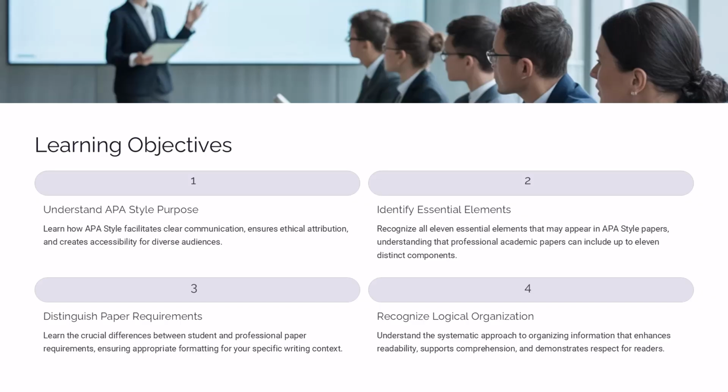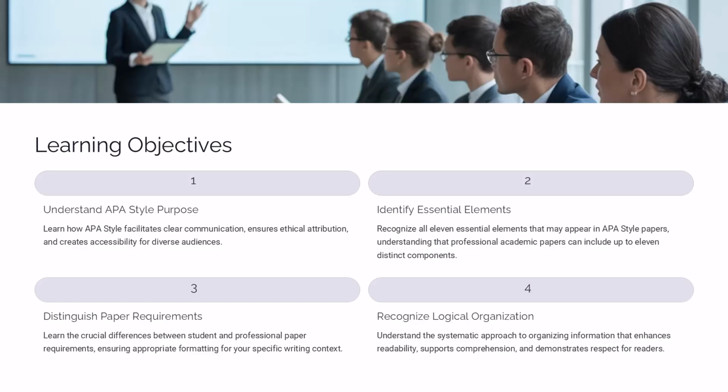Second, you will identify all 11 essential elements that may appear in APA style papers. Many people mistakenly believe that academic papers consist of only 3 or 4 basic components. In reality, professional academic papers can include up to 11 distinct elements, each serving specific purposes in scholarly communication. Understanding all 11 elements ensures you can handle any type of academic writing project.